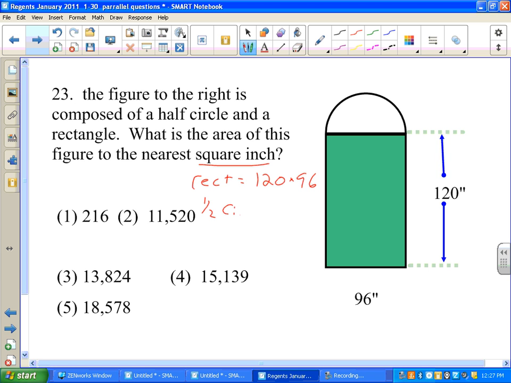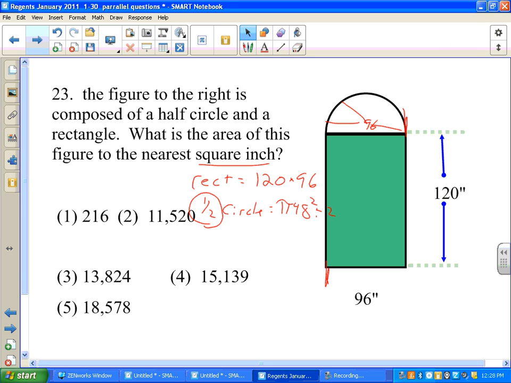The half circle is pi times radius squared. If this distance is 96 inches, then that distance has to be 96 inches. That's not the radius. The radius is half of the diameter, which is 48. But I didn't put that 1/2 in front, so I either have to put the 1/2 in front or I can put divide by 2 in the back.